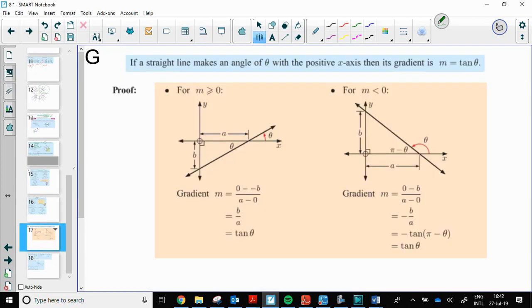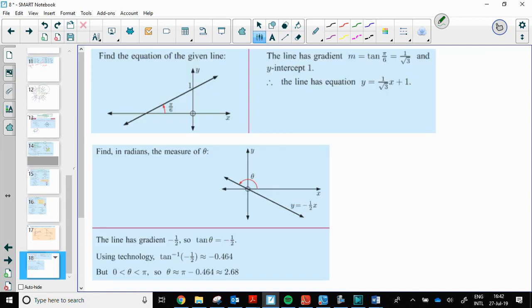Last section here, G, is just about straight lines, but thinking in terms of trigonometry. So if we've got a line, the gradient of that line is equal to the tangent of the angle that that line makes with the x-axis. And there's some really simple geometric proofs, so I include them here in case you want to take a look at them. But other than that, this is really easy stuff. So here's two examples that I think are very straightforward.